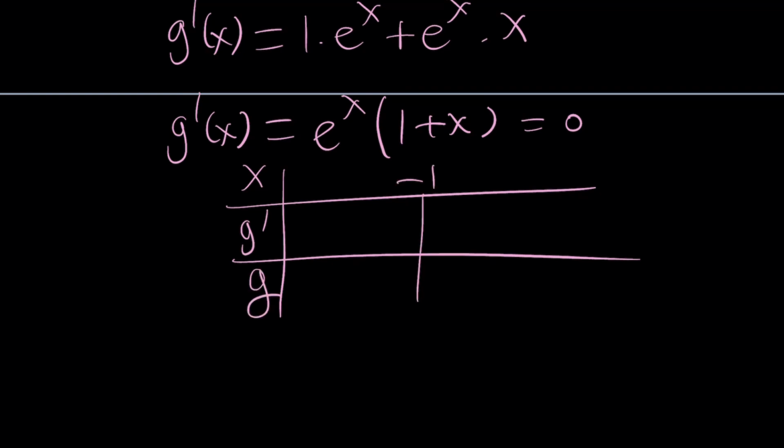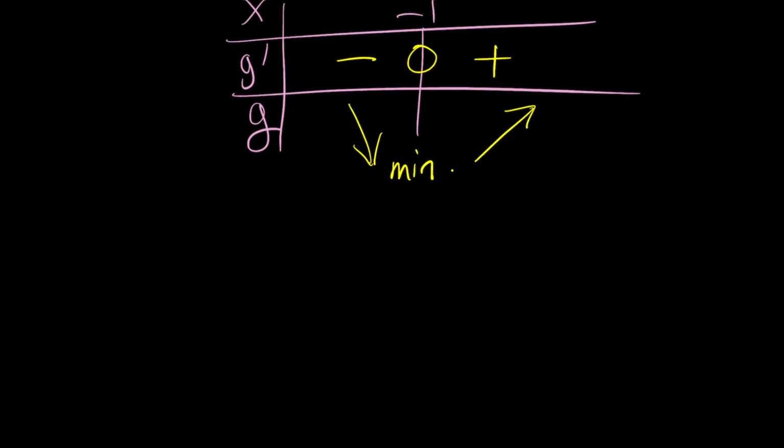By making a table of x, g prime, and g, you're going to get the following. -1 is going to be a solution for the derivative. If x values are greater than -1, like 0, for example, our derivative is going to be positive, and otherwise it's going to be negative. So our function is going to be decreasing first and then increasing, making a minimum point at x equals -1. g of -1 is -1 times e to the power of -1, which is -1 over e.